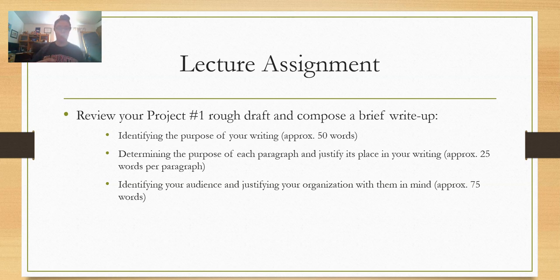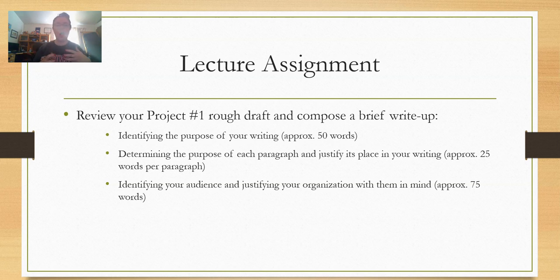So you want to be aware of what this paragraph does. Why is it here? What purpose does it fulfill? And what does it do that the other paragraphs don't? And your write-up will also identify your audience and justify your organization with them in mind. So you say, well, I decided to organize my analysis by first providing an introduction and then looking at the context, then talking about the audience, and then focusing on the appeals, because I felt it important to identify the audience first as opposed to waiting toward the end.